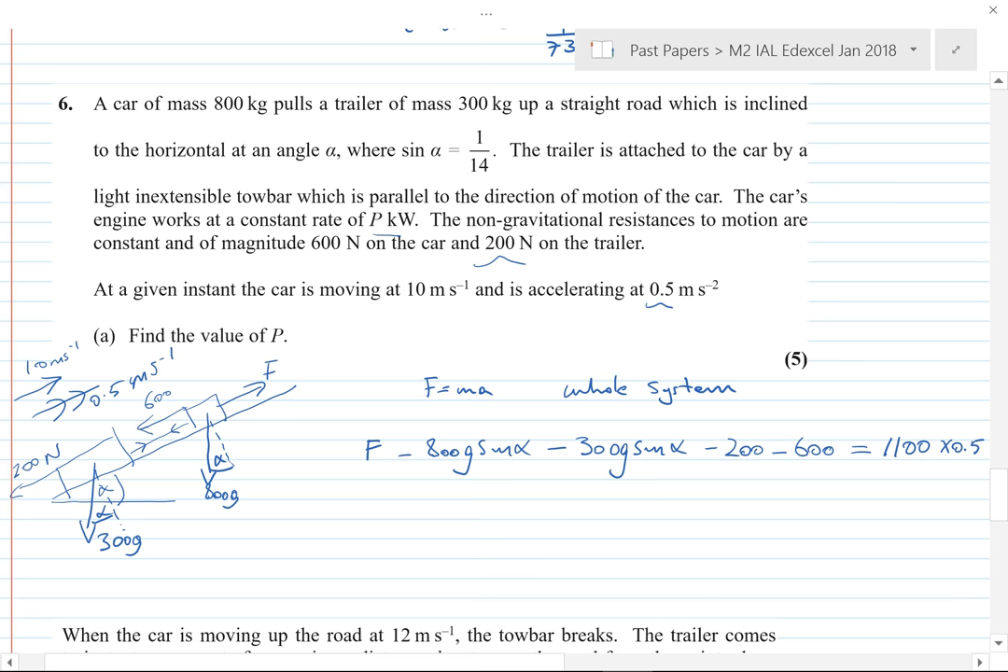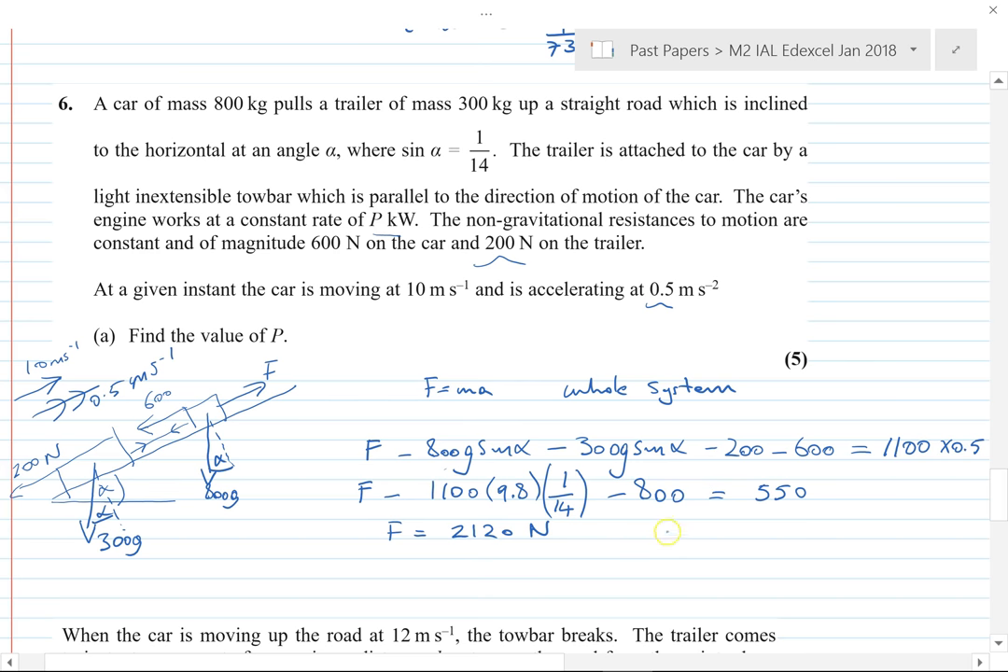Okay, so let's just do some calculations here. F, take away, bringing these two together, 1,100 times 9.8 times sine alpha, which is 1 over 14, take away 800, is equal to 550. So when I work that out, that gives me F is equal to 2120 newtons.